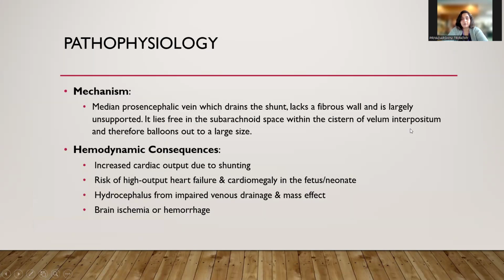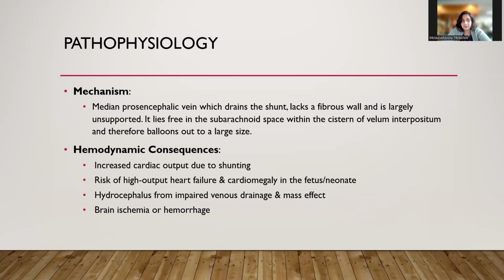So these all become a very high capacitance and high flow system. The median prosencephalic vein, which basically drains the shunt, lacks any fibrous wall and is very unsupported. It lies inside the subarachnoid space, and therefore balloons out into a larger size. And there will be hemodynamic consequences because of the presence of this AV fistula.